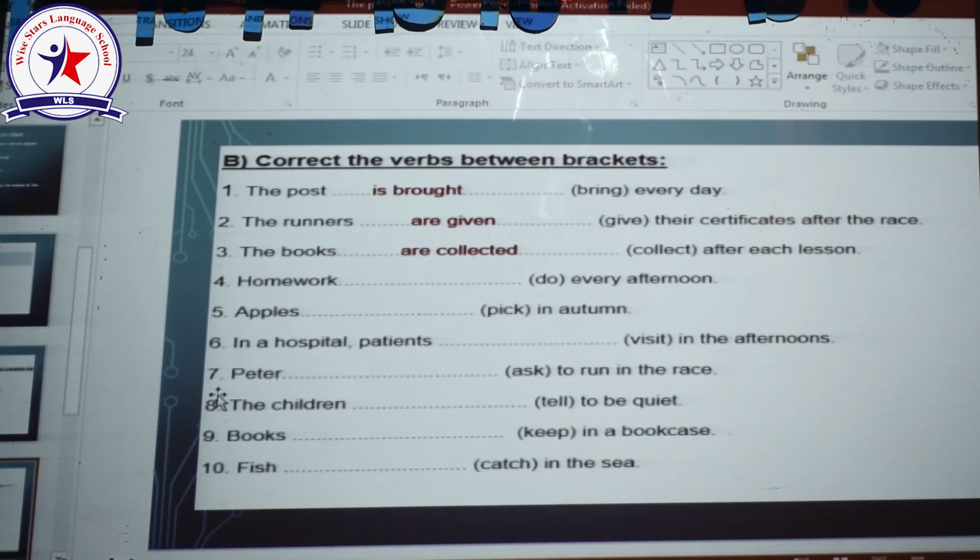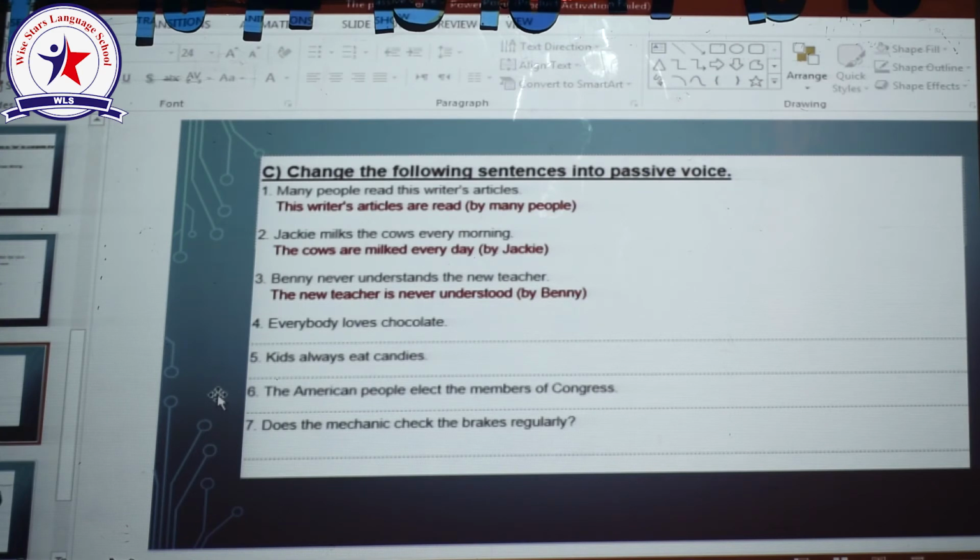And also you can complete the rest of the exercise on your own, and you can check using the model answer. Let's move to exercise C. Change the following sentences into passive voice. Here we do have a full sentence, and we have to change it following the rules which I said before. Many people read this writer's articles.